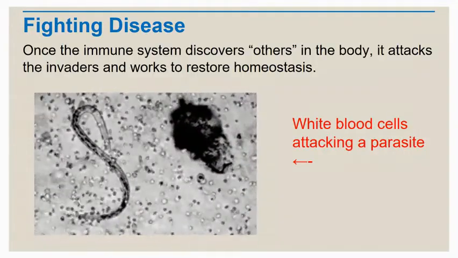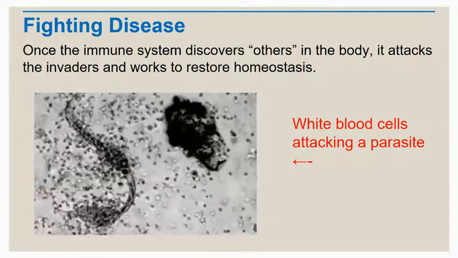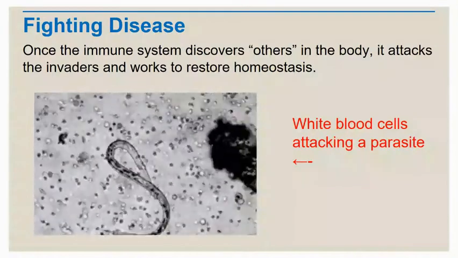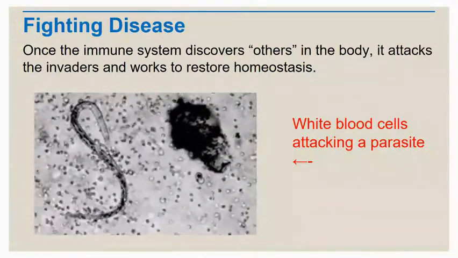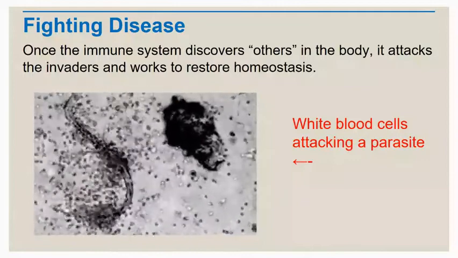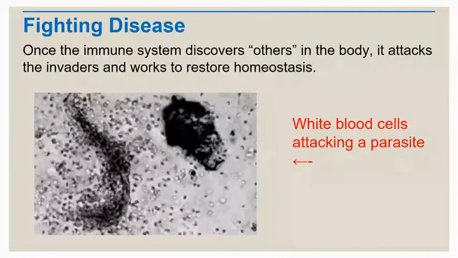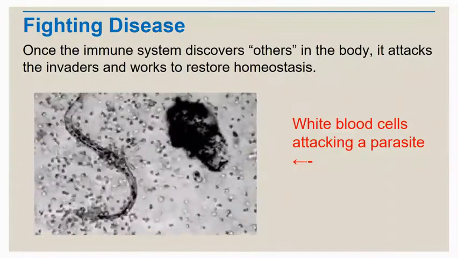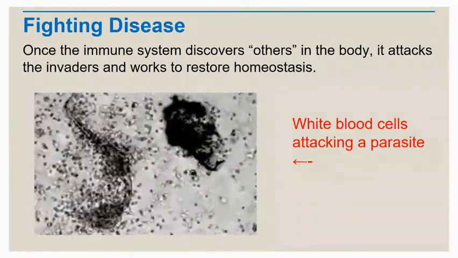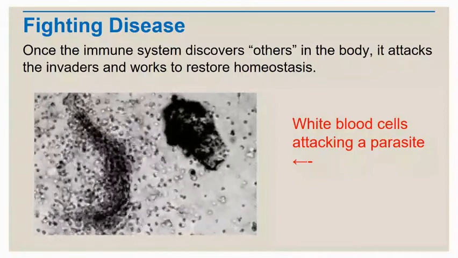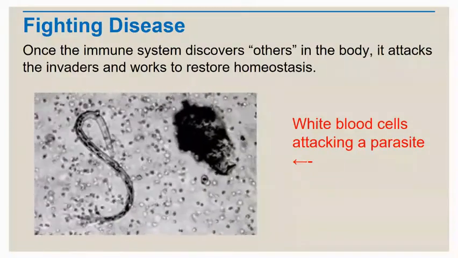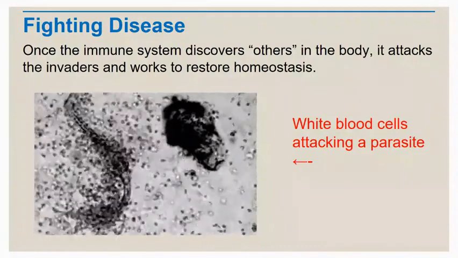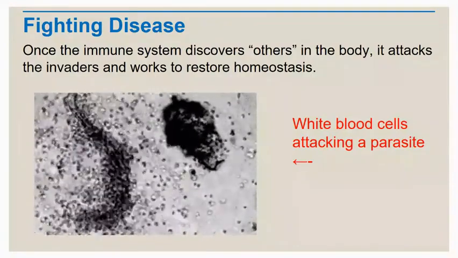Now, when we look at fighting disease, this is a perfect example. When our immune system discovers that there's something in our body that's not supposed to be there, like a microorganism, bacteria, a virus, the immune system wants to attack those invaders. And it wants to restore homeostasis because realistically, if we have something in our body that isn't supposed to be there, it could possibly be taking oxygen away. It could be taking nutrients away from the cells of that organism that need it in order to keep that organism healthy and living. So if we see something foreign, our immune system is going to attack it.